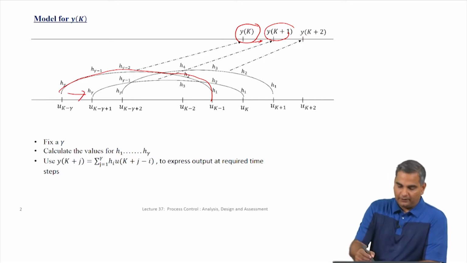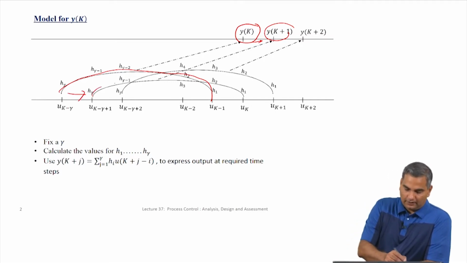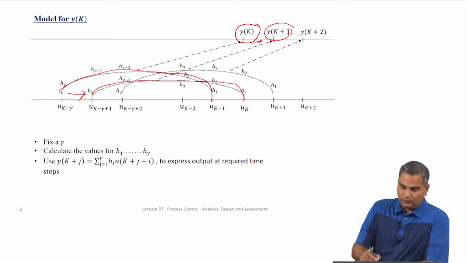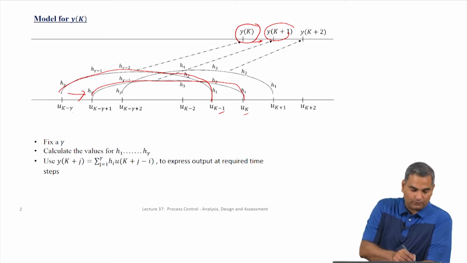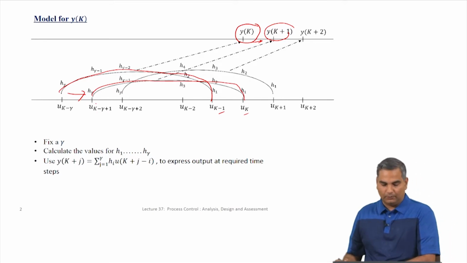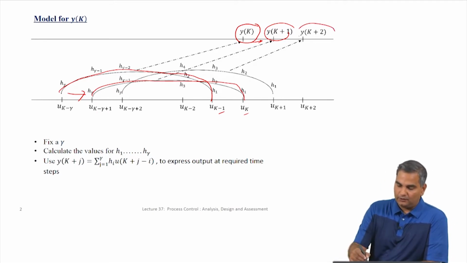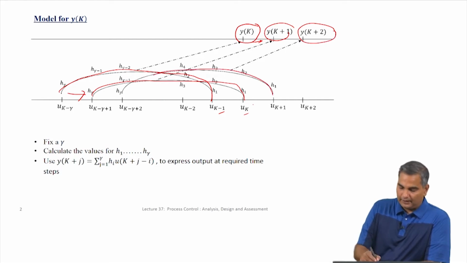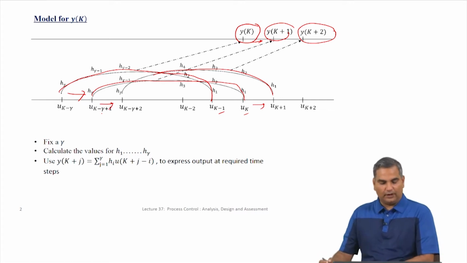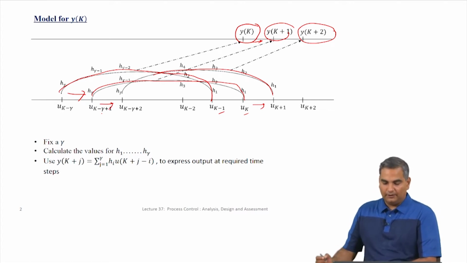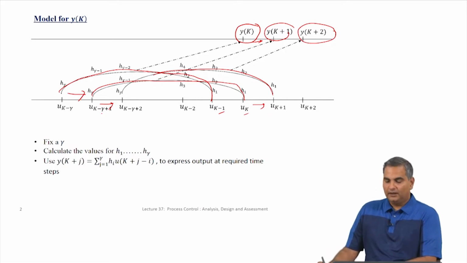So, if I want to predict yk plus 1, you look at this envelope here. So, I need to know uk minus 1, uk minus 2 all the way up to uk minus gamma plus 1, because we have slid this up one more. Similarly, if I want to look at yk plus 2, I look at this envelope here. So, I slide this one, slide this one. So, I need values for uk minus gamma plus 2 all the way up to uk plus 1 for me to be able to predict yk plus 2.